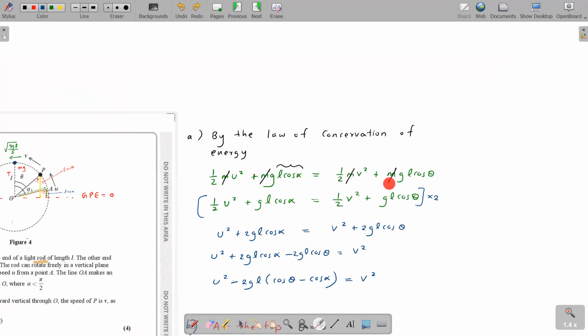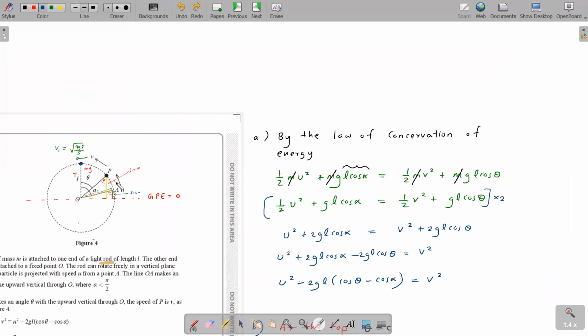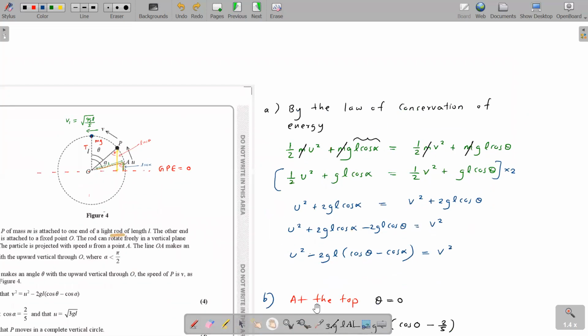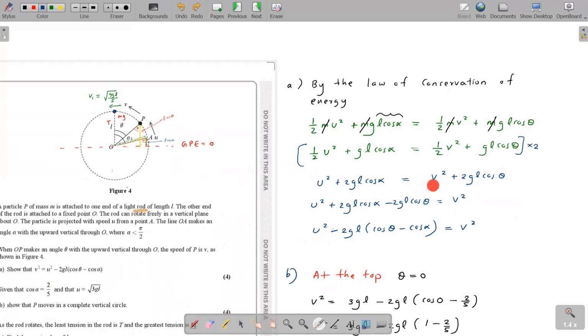So mgh is mg, h is L cos theta. Okay, guys, so that's comparing energy at A and P. So now it's time to simplify. The m simplifies out, and we have half u squared plus gL cos alpha equals half v squared plus gL cos theta. I multiply the whole thing by 2 to get rid of the half. I get u squared plus 2gL cos alpha equals v squared plus 2gL cos theta. And then, guys, it's just a matter of rearranging the equation to get the result. So I can rearrange this equation and get v squared. Is that clear? There's nothing difficult here, just apply the law of conservation of energy and rearrange the equation to make v squared the subject.